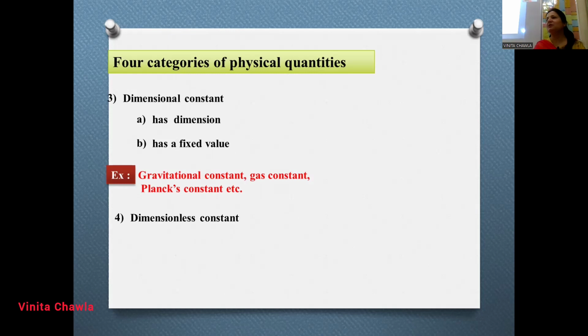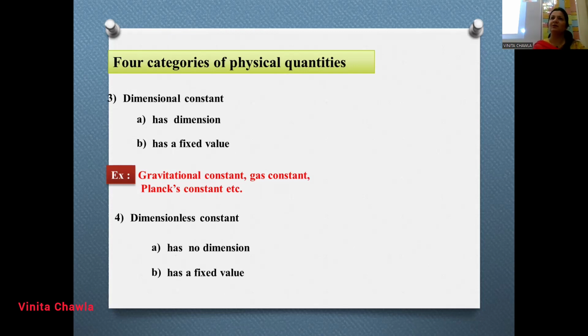Any number is a dimensionless constant. 2 has no dimensions and it is a constant. Okay. So it has no dimension, and because it is a constant, see, constants have fixed values and variables do not have fixed values. It's obvious. Variables is something which varies. Okay. So constants have fixed values, variables do not have fixed values. Dimensional constants have dimensions. A dimensionless constant does not have dimensions.